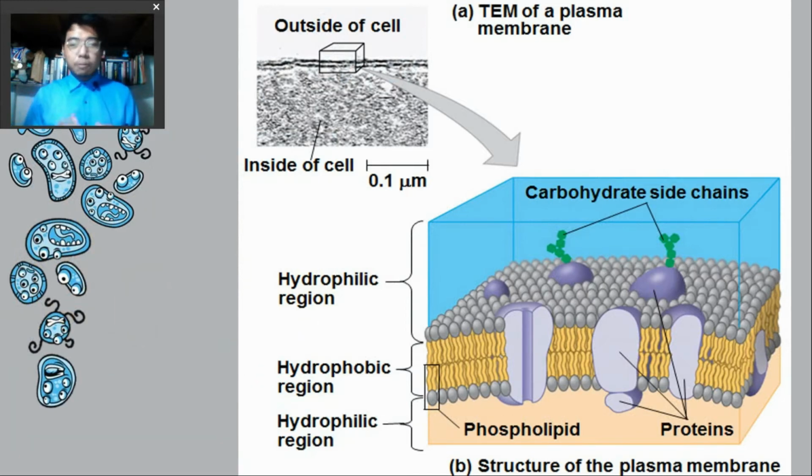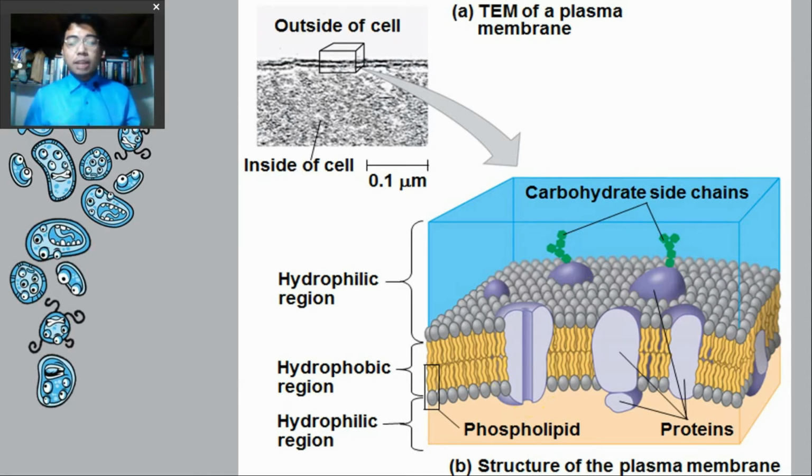Whenever we talk about the fluid mosaic model, you can observe that the plasma membrane is not made out of a single type of polymer or biomolecule. What is present in the plasma membrane is not only phospholipids, but also some proteins. Then, as you observed earlier, there is the presence of cholesterol as well, and carbohydrate side chains.